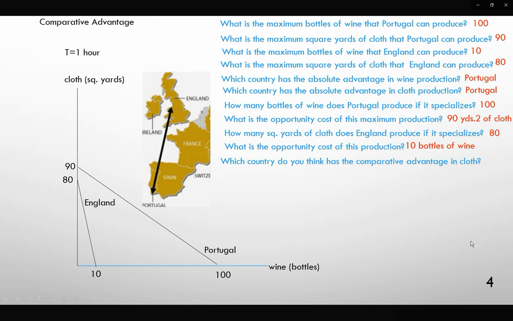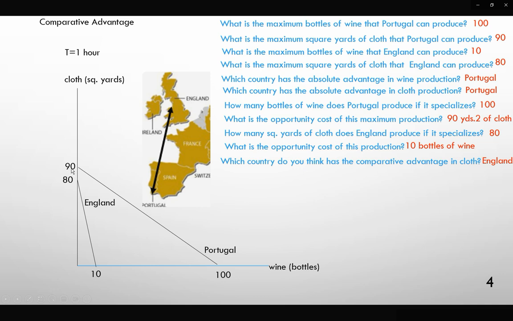Okay, I haven't shown you how to do comparative advantage yet. Just guess at this point. We can guess that it's probably England, because it looks like England has to give up a lot less wine to produce cloth than Portugal does, and it doesn't produce very much less cloth than Portugal does either in so doing.